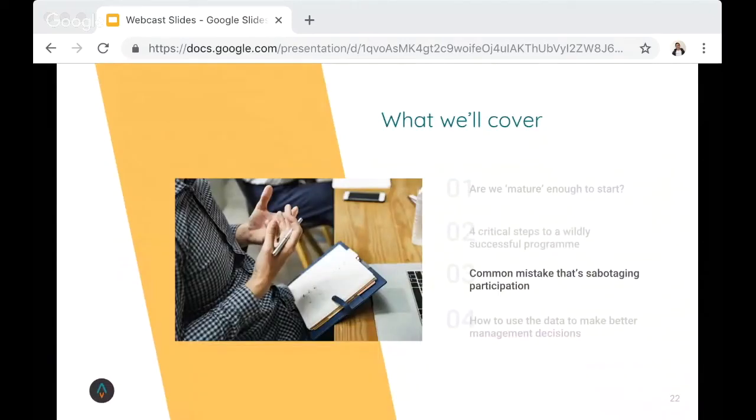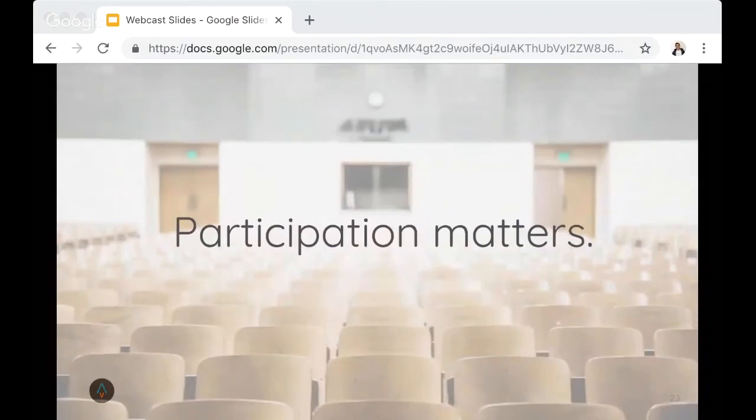Now moving on to the common mistake that's sabotaging participation rates, and it's not what you think it is. Needless to say, to most of you, you already know that participation matters. It matters in terms of the data quality of the survey results, and in terms of representativeness. As a rule of thumb, if about 80% of your respondents have answered and completed their surveys, this can be considered a representative survey, or it can be approximated to a census.